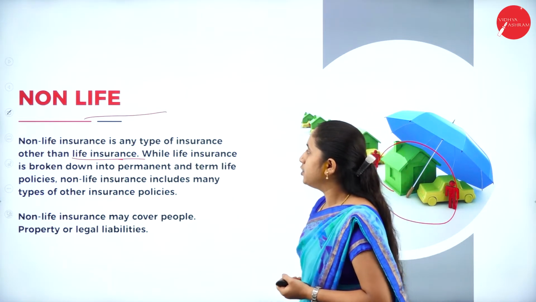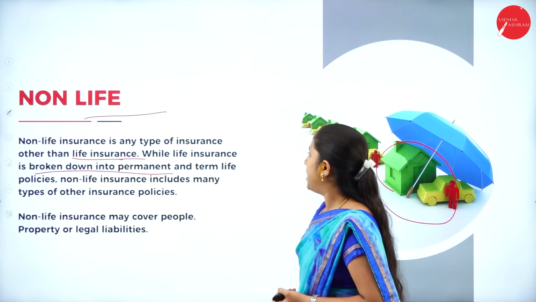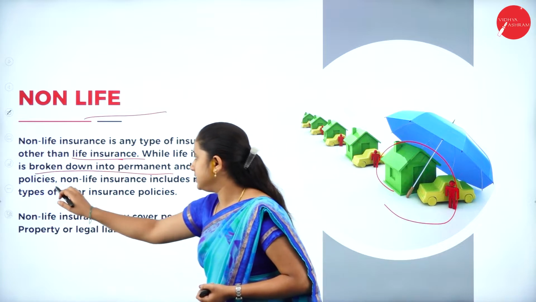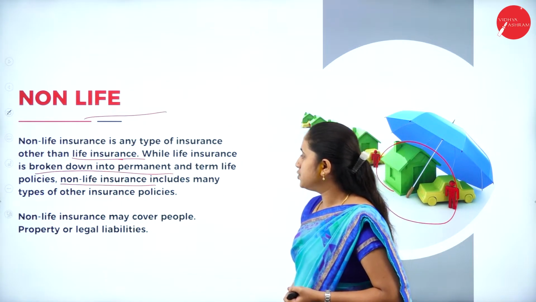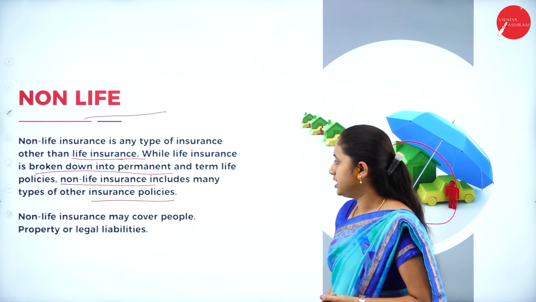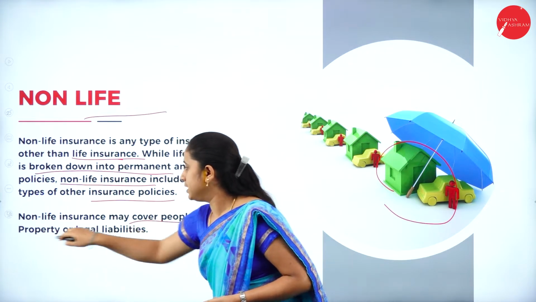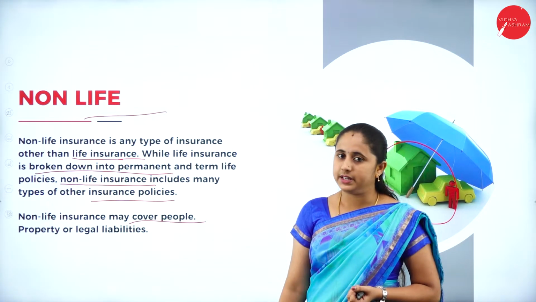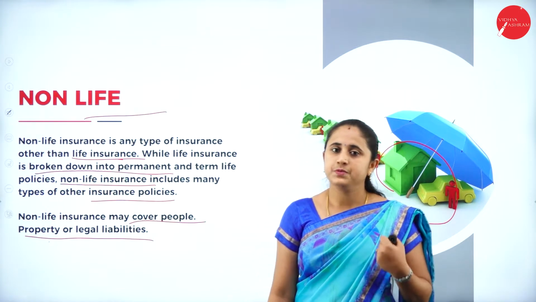So that comes under non-life insurance, while life insurance is broken down into permanent and term life policies. Non-life insurance includes many other types of insurance policy. Non-life insurance may cover people, properties and legal liability. It covers the properties and legal liabilities of the people.